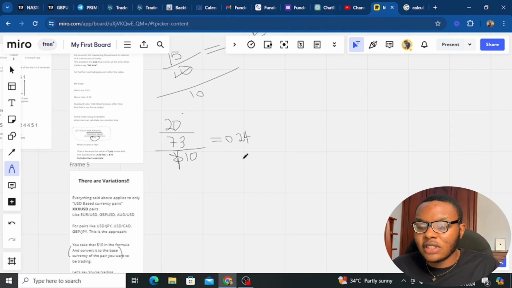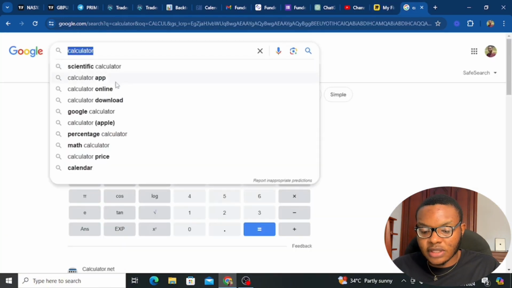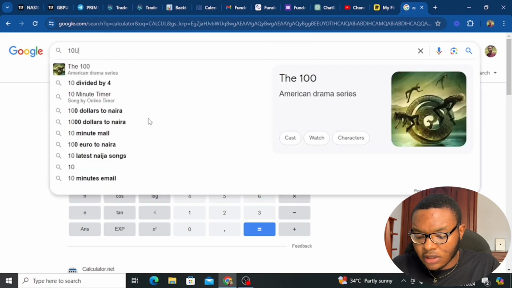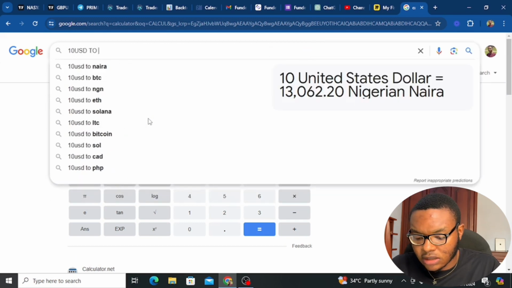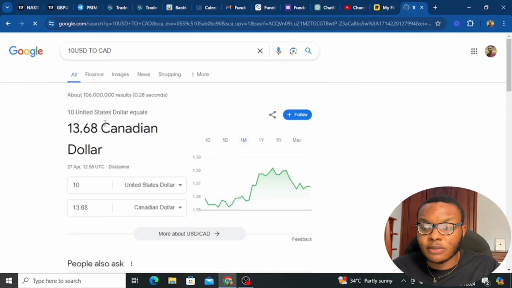So if you're converting Canadian dollars, you want to convert 10 USD to CAD. So you basically just go to something like Google. I think that's like the best tool. 10 USD to CAD, okay, and then you have 13.68.